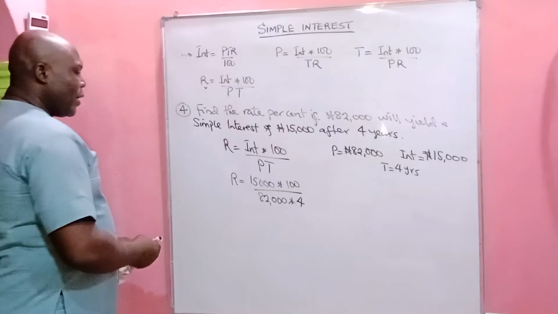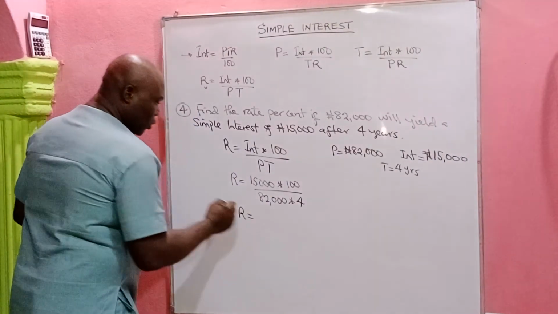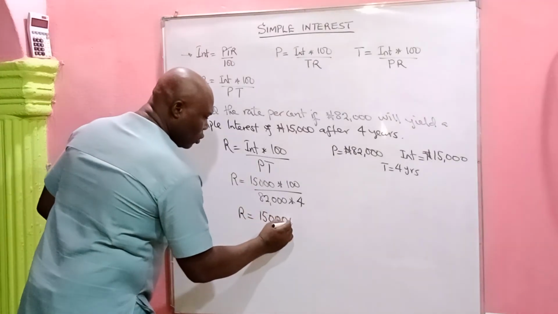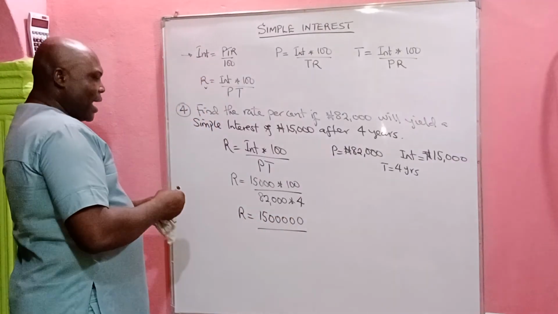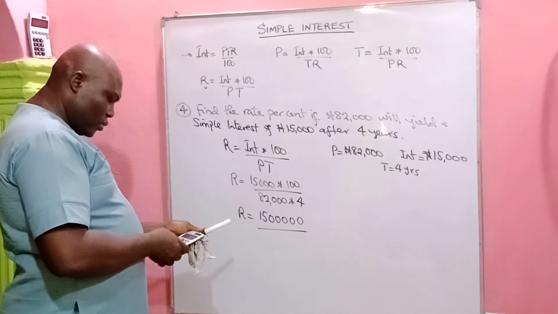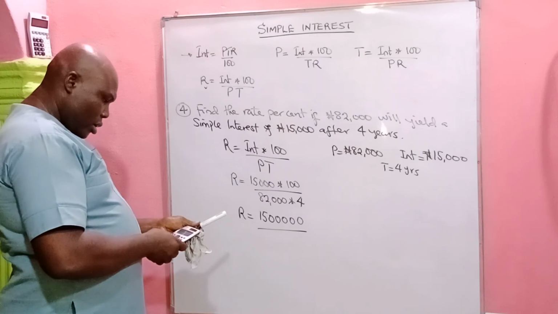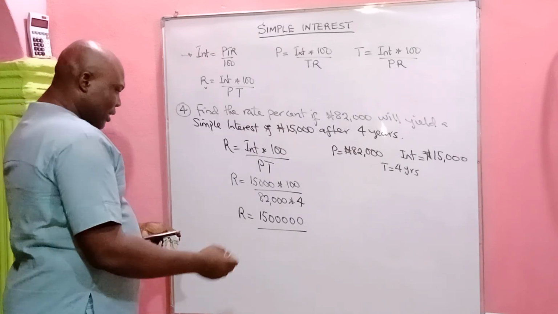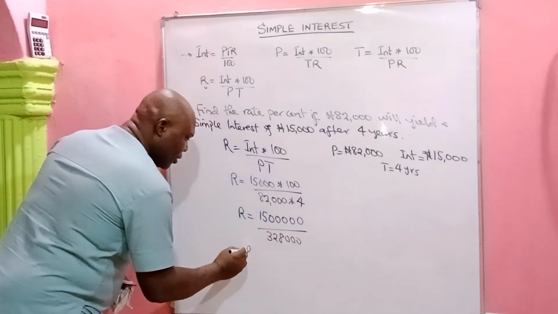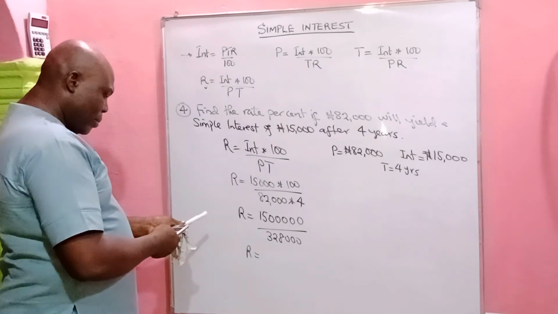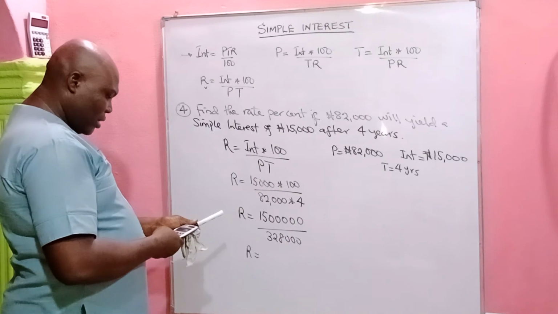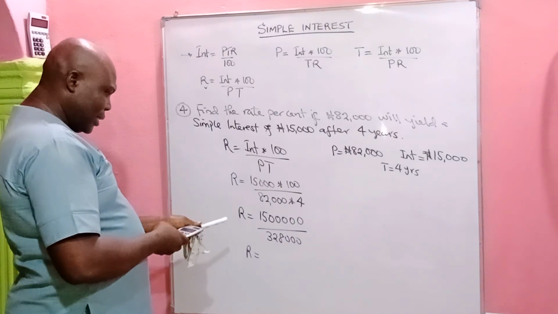All right, so we are going to have the rate equal to 15,000 times 100, all over 82,000 times 4. 82,000 times 4 will be 328,000. So how do we get the rate? We simply divide the numerator by the denominator: 1,500,000 divided by 328,000.